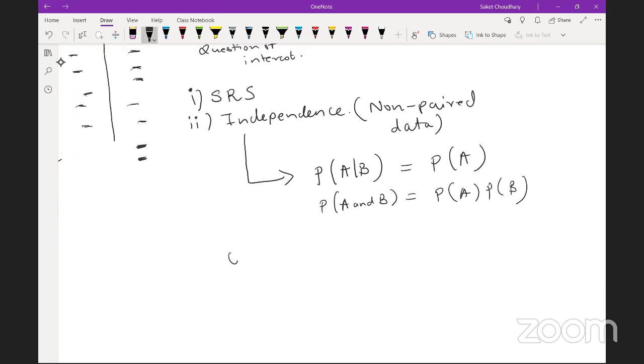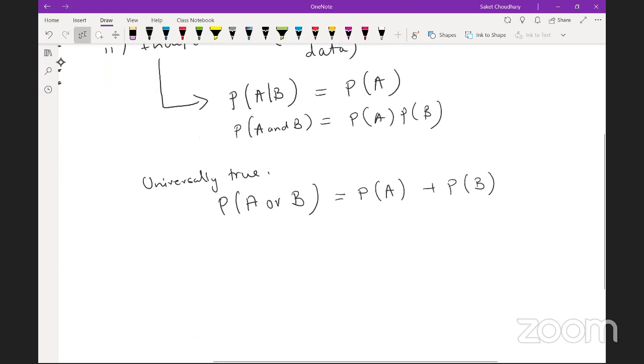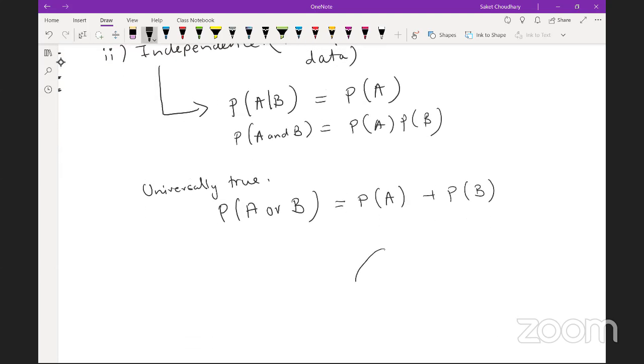One universal fact that we also studied, and I think a lot of you sometimes get this wrong, is this fact. What is the probability of A or B? This essentially means the probability that A happens or B happens. And this is not equal to this. And we saw why. We saw it in the essence of understanding these Venn diagrams.